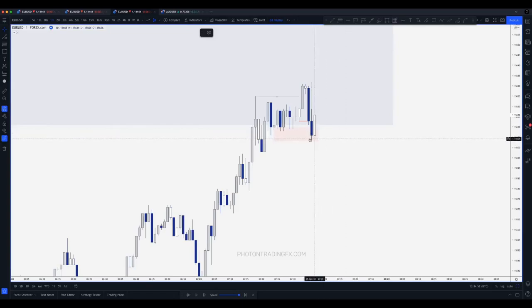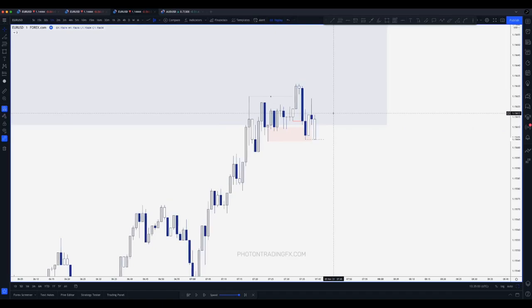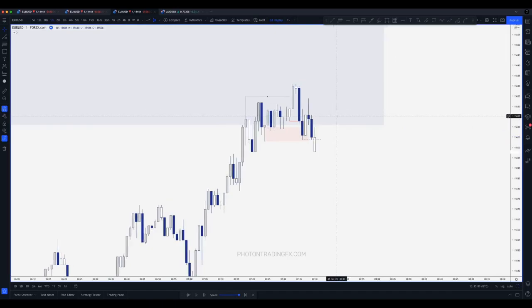So now what I need to see is I need to see this demand level fail. So I mark out the base of the reaction, right? And now what I want to see is price break the base of this reaction. And that will show me that supply is in control. So let's see. Okay, now we have broken and closed below. So now we have a confirmed flip.